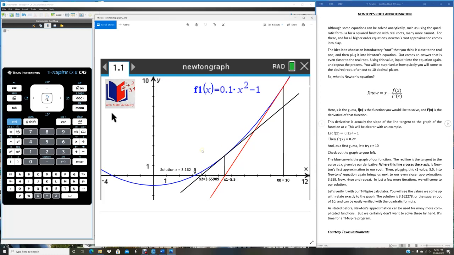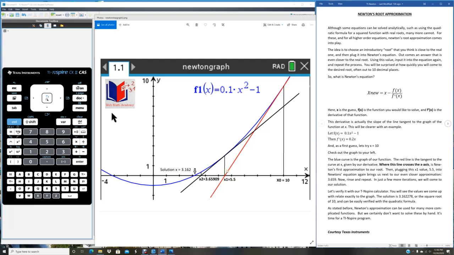Check out the graph to your left. Now, the blue curve is the graph of our function 0.1 x squared minus 1. And the red line is that tangent to the curve at x, given by the derivative. Where this line crosses the x-axis, value 5.5, that's Newton's first approximation to our root.